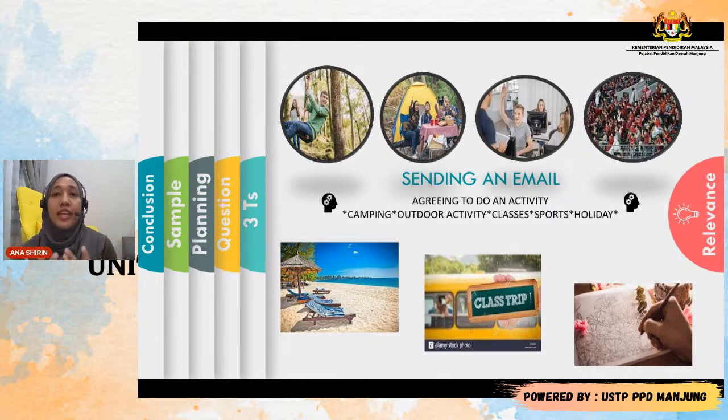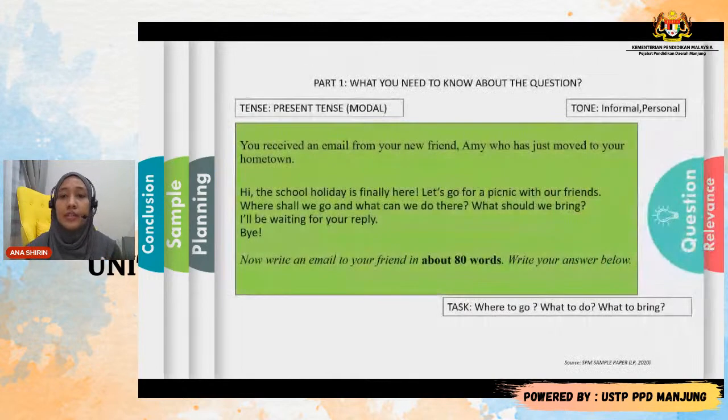So where do we get the three T's? This is where you look at the question. This is the question that I have taken from the SPM sample paper from Lembaga Peperiksaan 2020. In this question, you received an email from your new friend, Amy, who has just moved to your hometown.